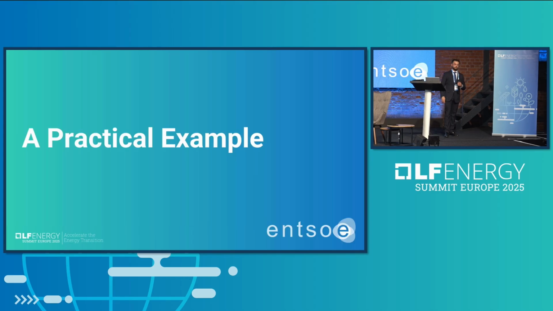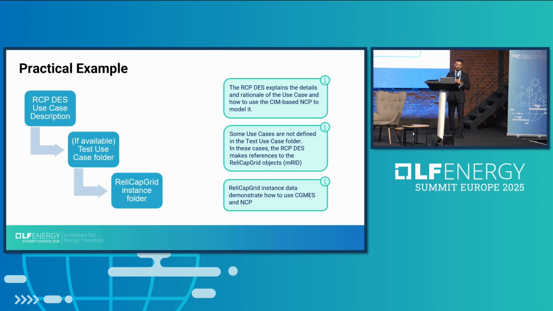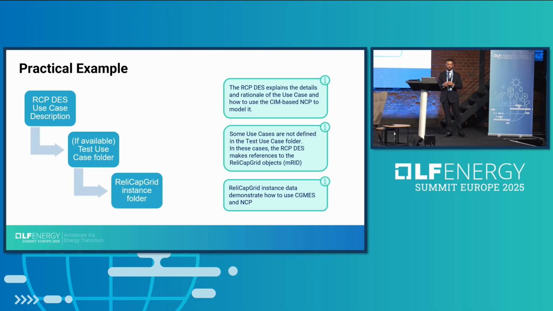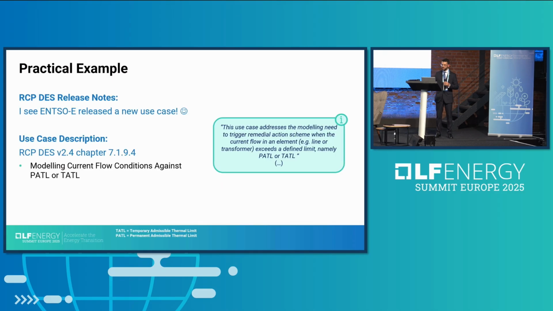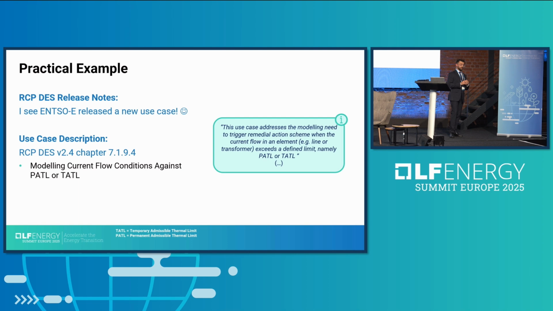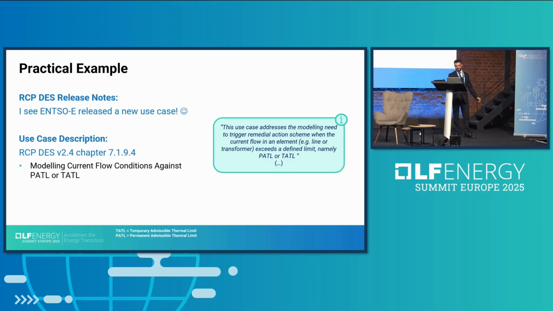And a practical example, okay? Let's say that yeah, you have 3 pieces of information. You have the RCP DES, you have the test use case folder in the repository, and you have the repository itself, the model itself. So let's say that one day I open the release notes from ENTSO-E, and I realize that they have implemented that use case that I'm interested in. Modeling current flow conditions against PATL or TATL. These are thermal limits, temporary and permanent.